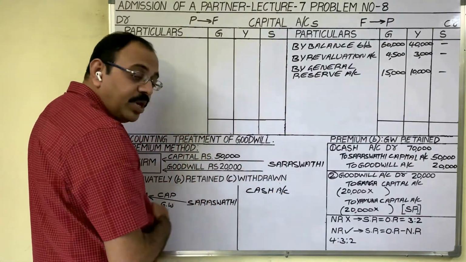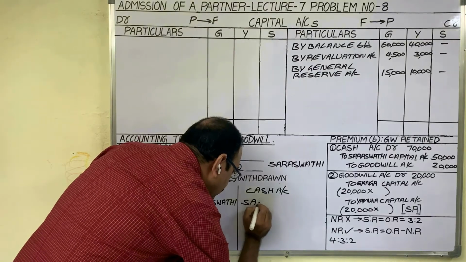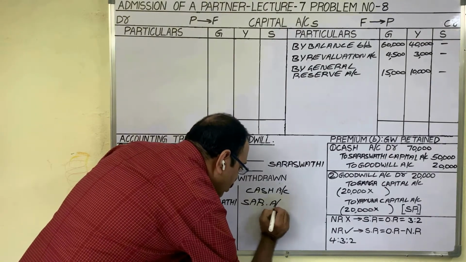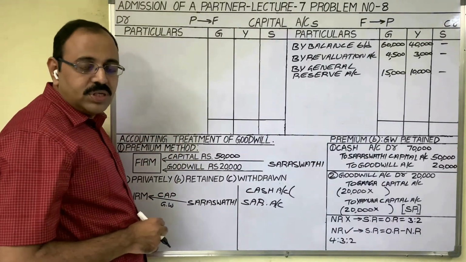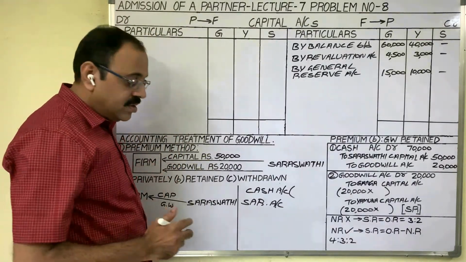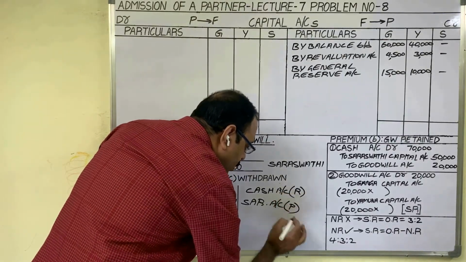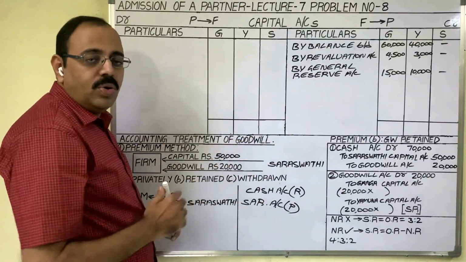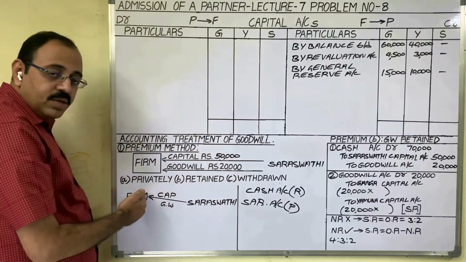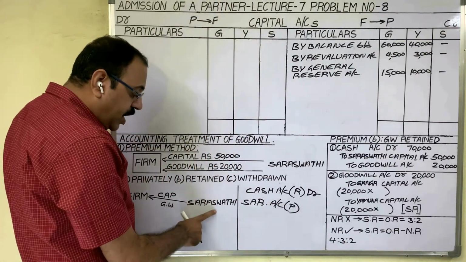And Saraswati is bringing this money. Therefore, the second account is the Saraswati account. Cash account: cash is a real account because cash is an asset. Saraswati account is a personal account. Real account rule: debit what comes in, credit what goes out. Cash is coming, therefore we should debit. Personal account rule: debit the receiver, credit the giver.